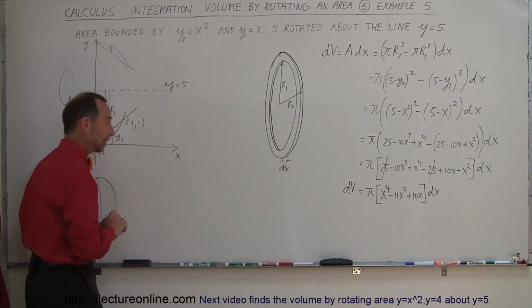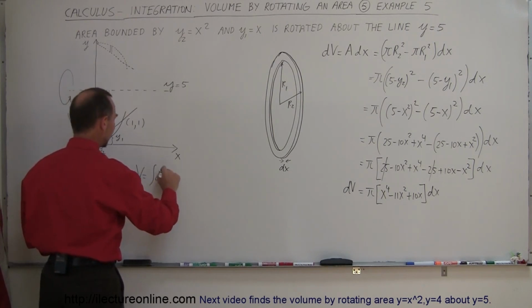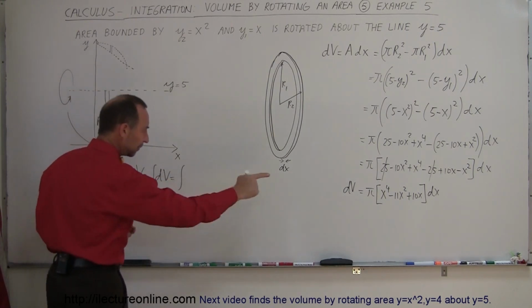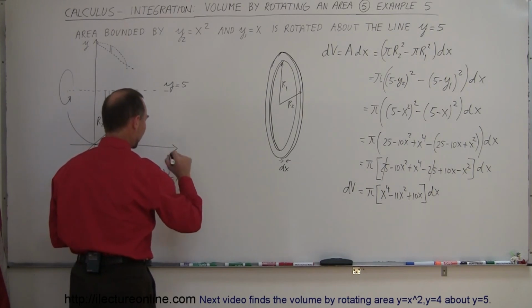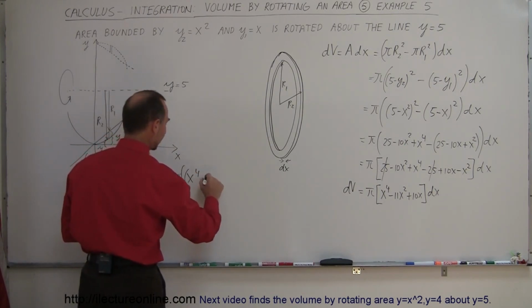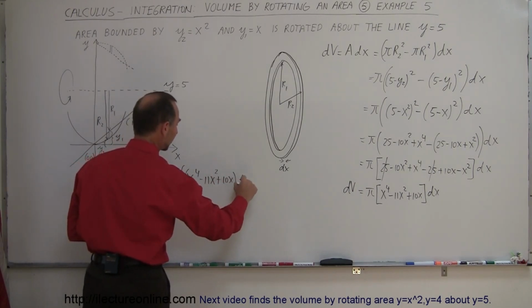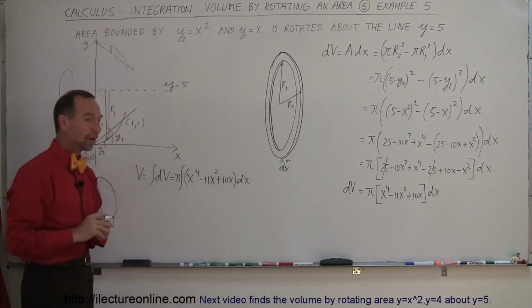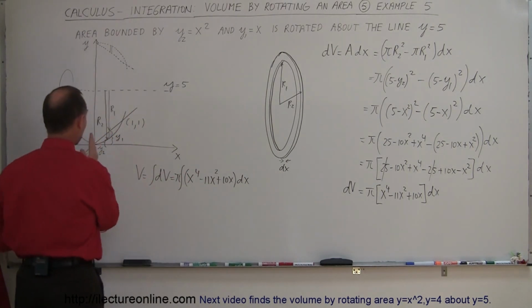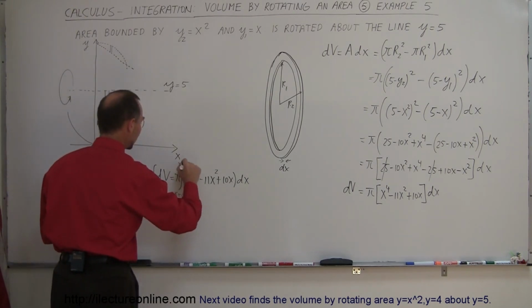Okay, let's come over here. We have a little bit more room. So v would be equal to the integral of all the little dv's, which is equal to the integral of, and I can take the pi outside the integral sign, that would be x to the fourth minus 11x squared plus 10x all times dx. And what are my limits of integration? Well, I'm going to integrate from x equals 0 to x equals 1 from left to right. So x equals 0 to x equals 1.